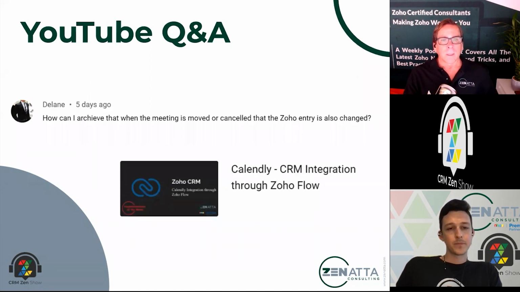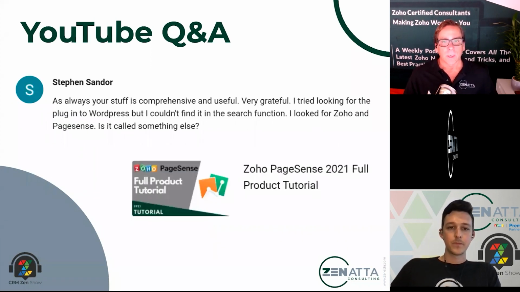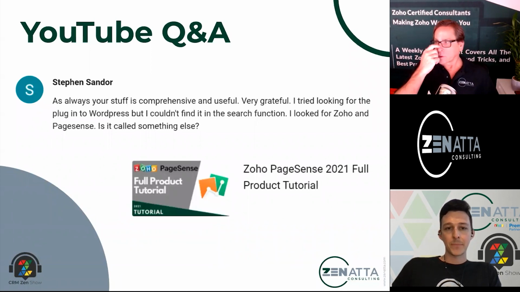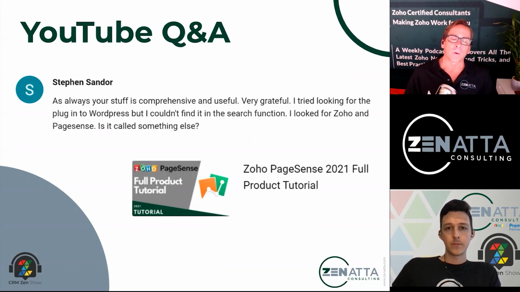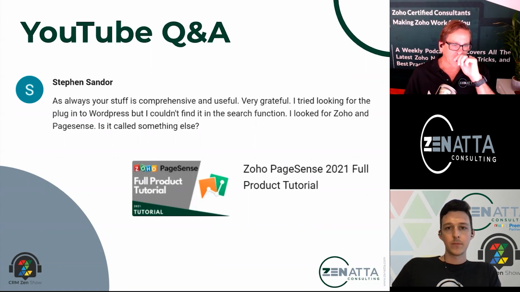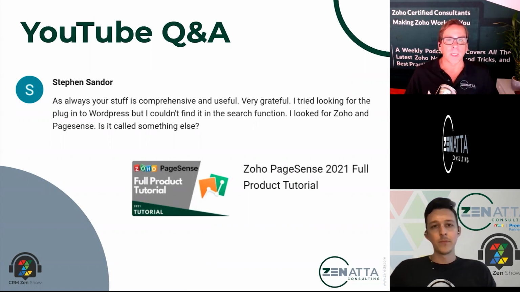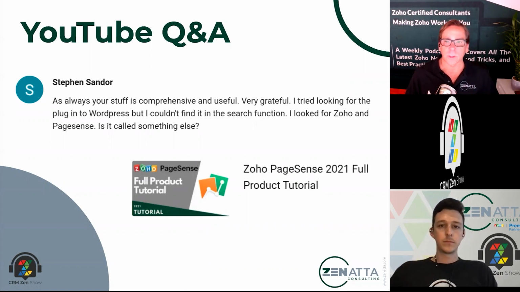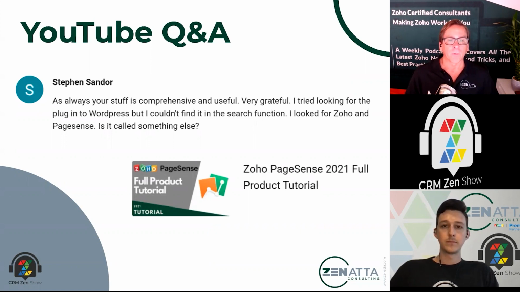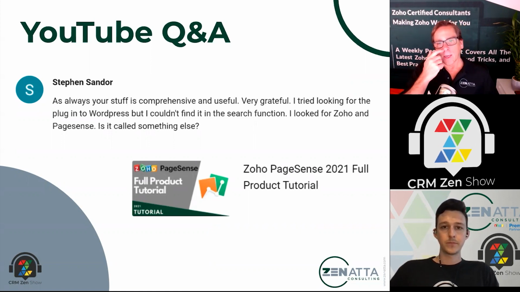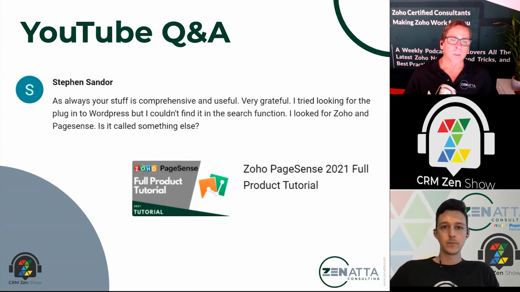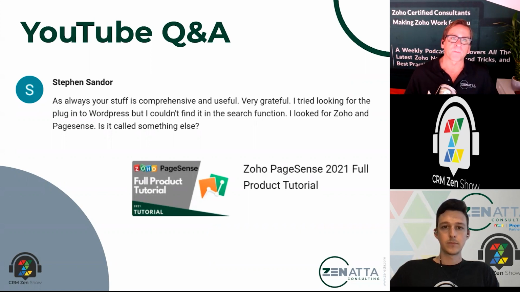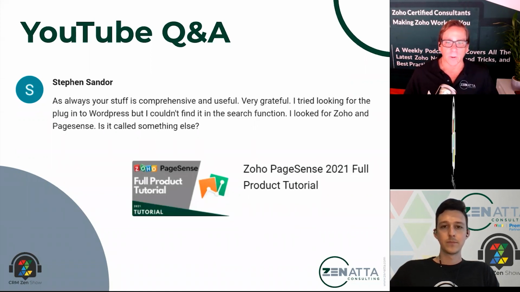All right. And then our last question was from Steven Sandor, who was talking about our PageSense tutorial we did this week. In order for PageSense to operate, there's a little bit of code that you need to drop into your WordPress site or your website, period. And for WordPress, Tyler, I think I said that there is a plugin for WordPress, and you can just go search for that PageSense plugin and drop the code in there, and away you go.